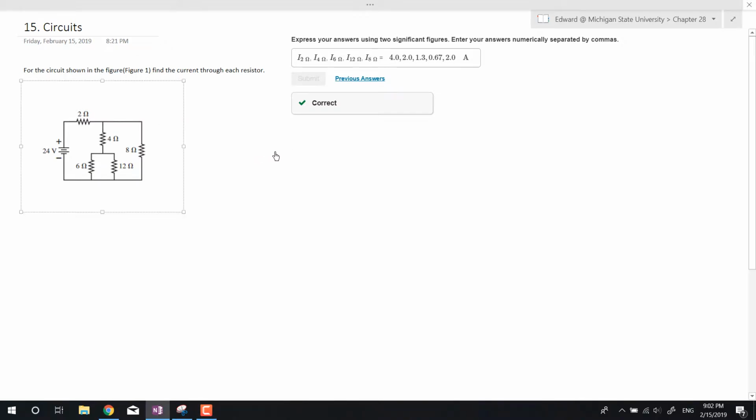Alright guys, so here we have a problem. It's basically a circuits problem. For this problem, it's chapter 28. We're given a circuit here, and we're asked to find the current through each resistor.